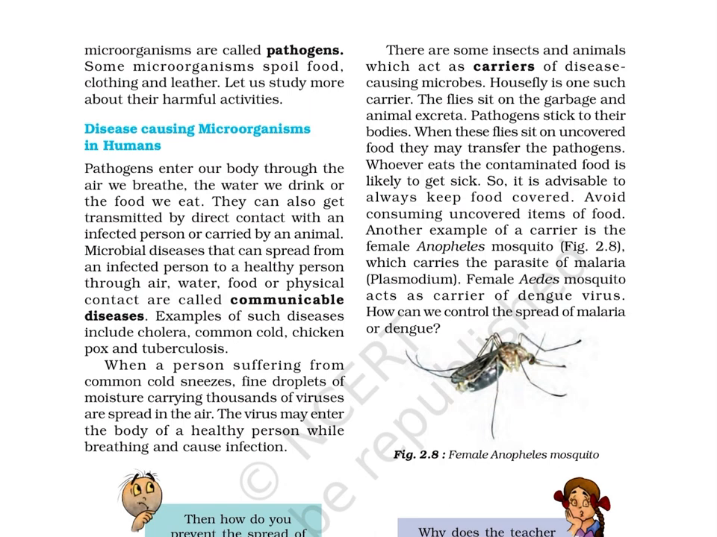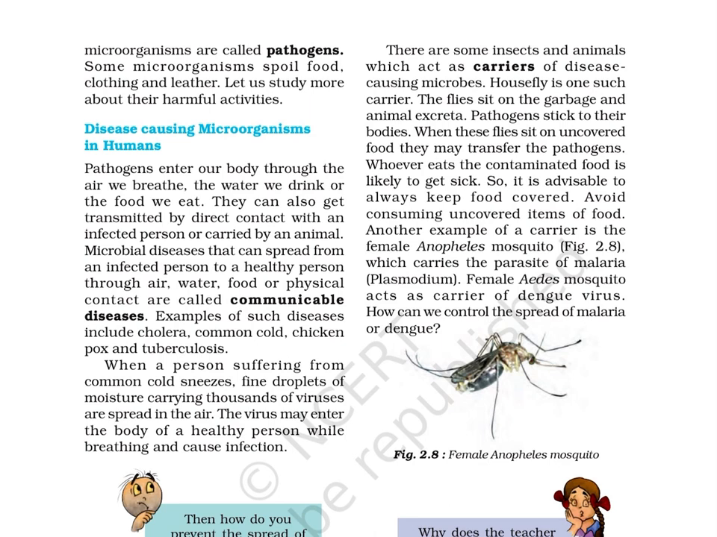Another example of a carrier is the female Anopheles mosquito, as shown in figure 2.8, which carries the parasite of malaria, Plasmodium. Female Aedes mosquito acts as carrier of dengue virus. How can we control the spread of malaria or dengue? Figure 2.8 shows a female Anopheles mosquito.